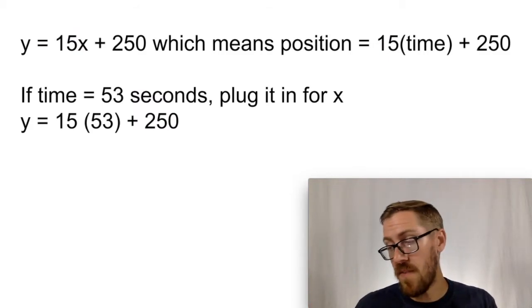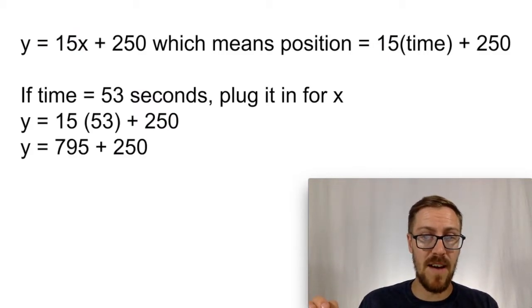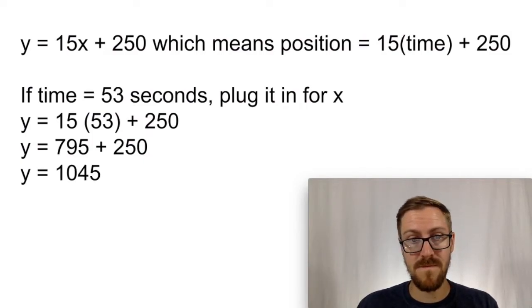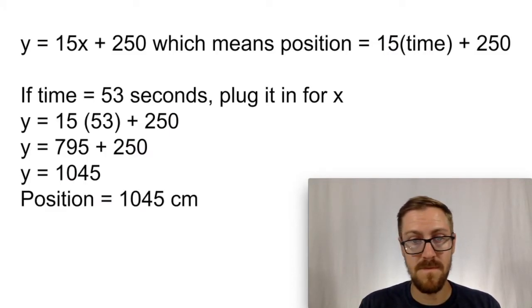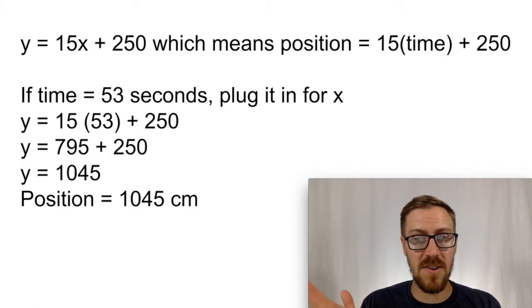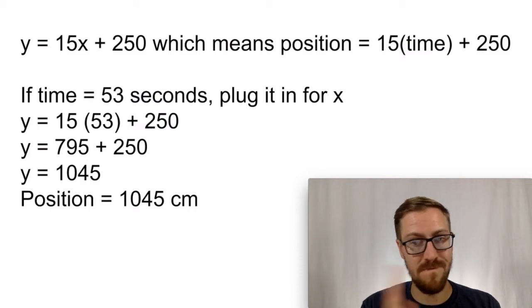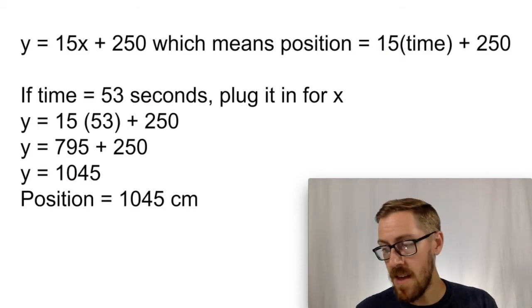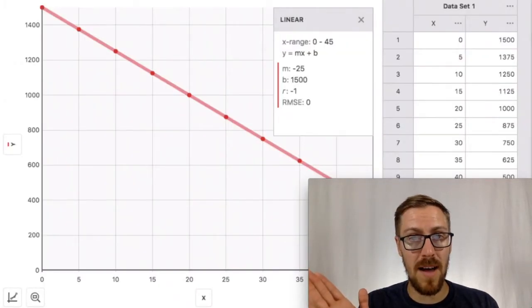15 times 53 is 795 plus 250. 1045. 1045, need a unit, centimeters. That easy. If I give you information on the x, you plug it in for x, go to town on the numbers. One more example for the y.